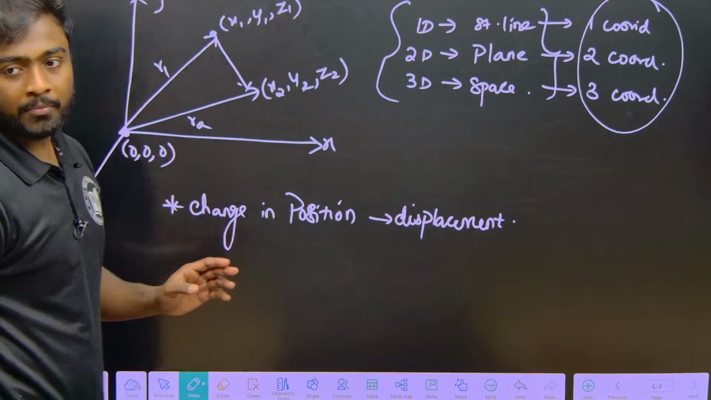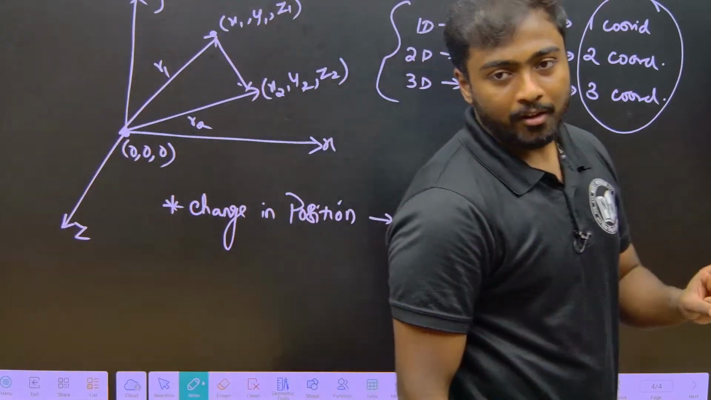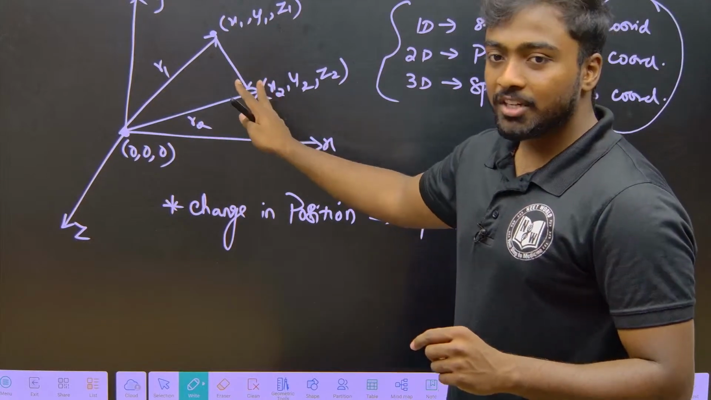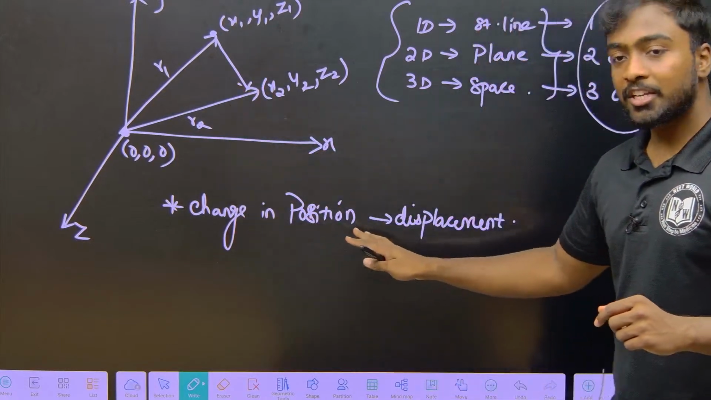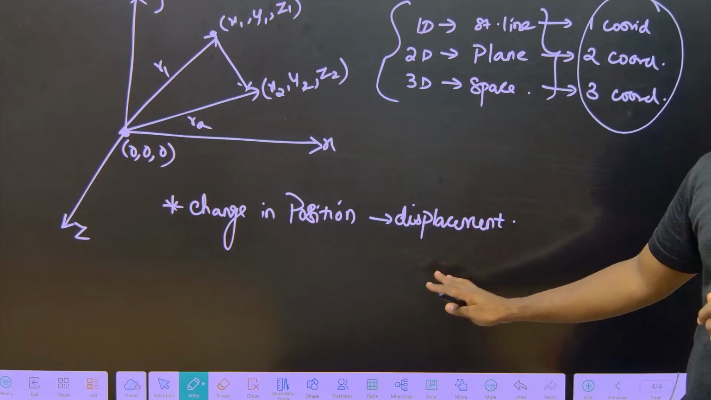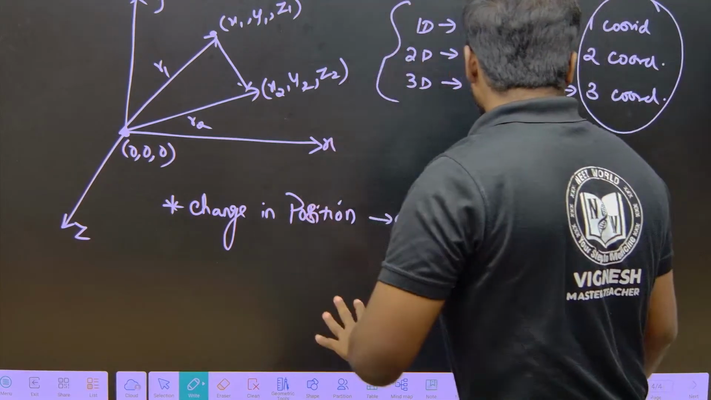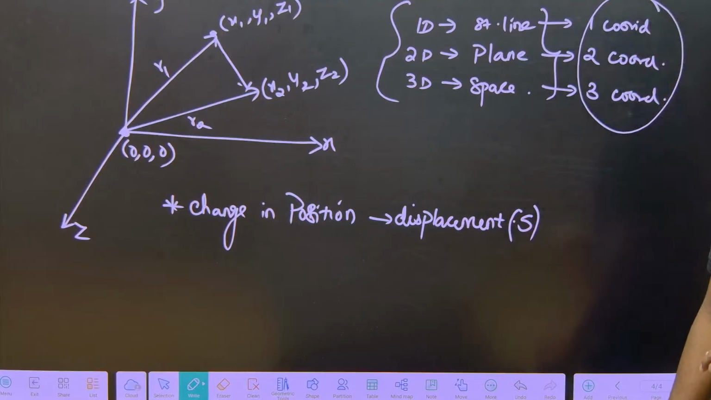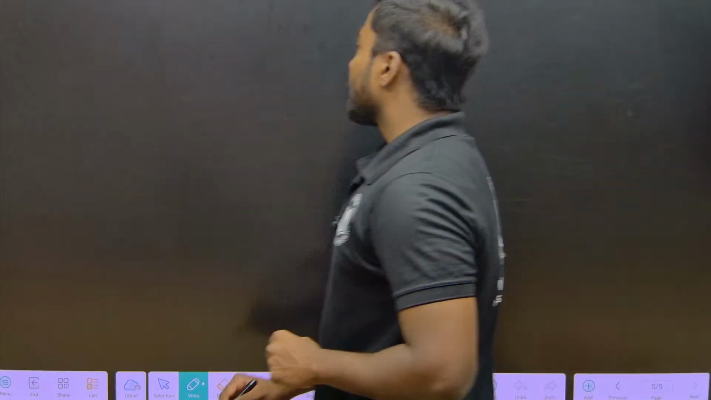Any doubt here? So first we have seen what is kinematics, second is inertial and non-inertial frame, third is position, and fourth one is change in position, which is nothing but displacement. Displacement is denoted by the letter S. Now here the formula is S equals final position minus initial position.